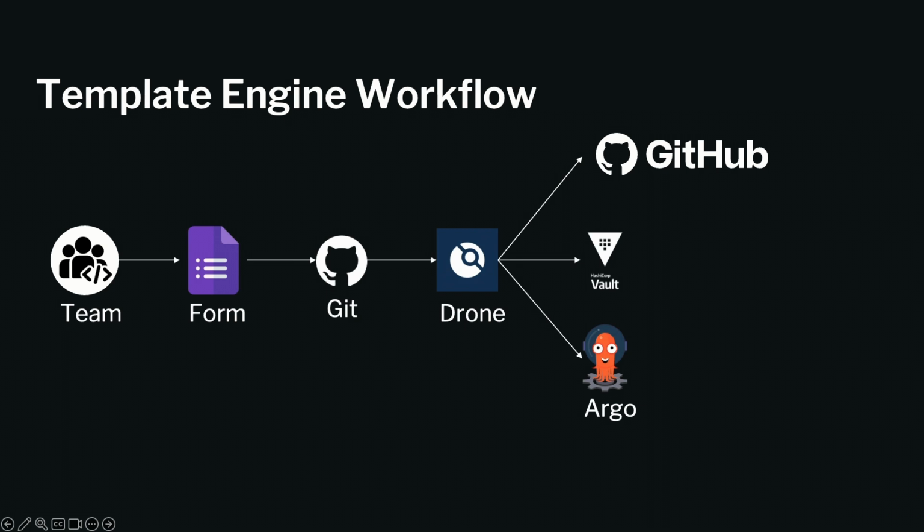So the scaffolding includes their GitHub repo with all the stuff I mentioned on the earlier slide, integration into Vault for the secrets management, and then also everything needed on the Argo side to set up their project and their CRDs that are needed in Kubernetes to deploy their app, and then Argo will deploy it. So this whole process takes a few minutes.